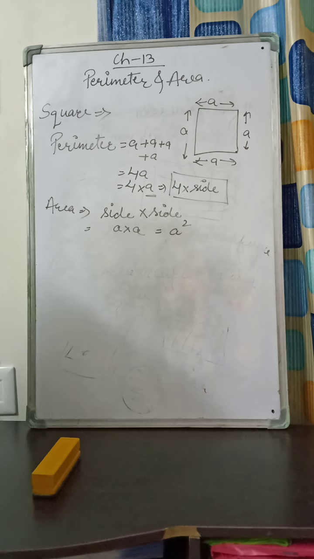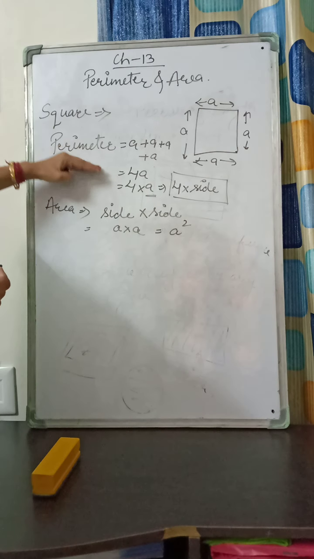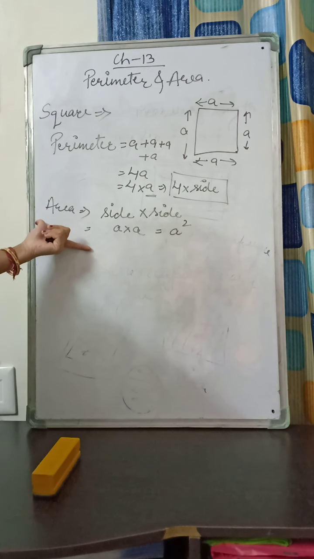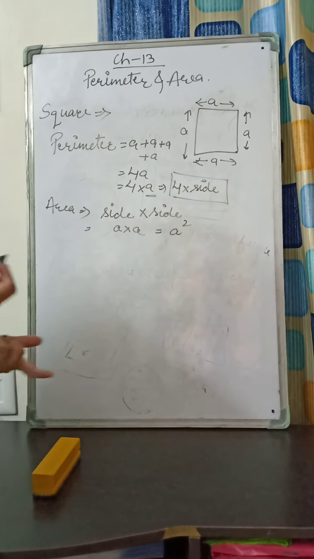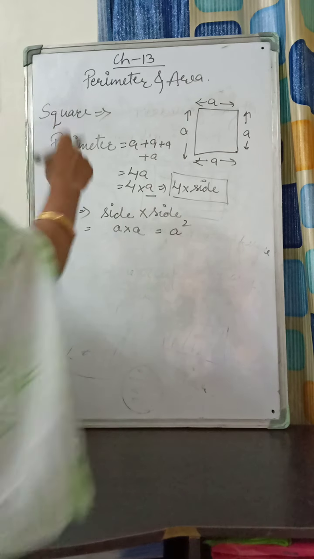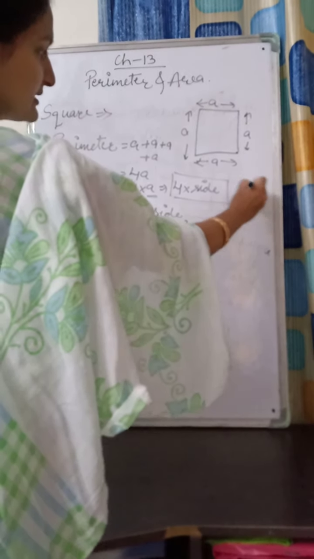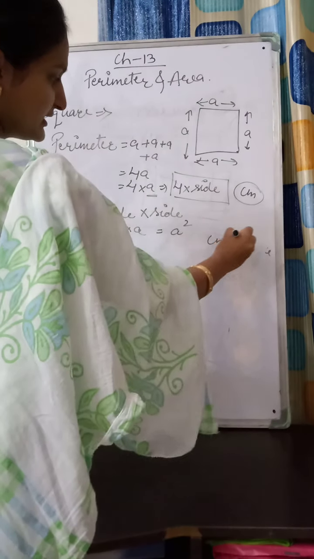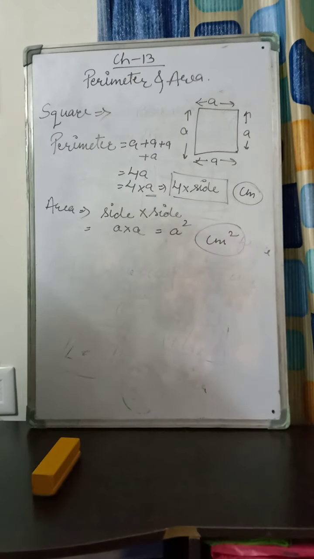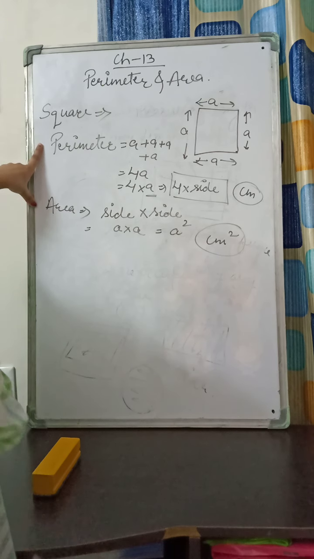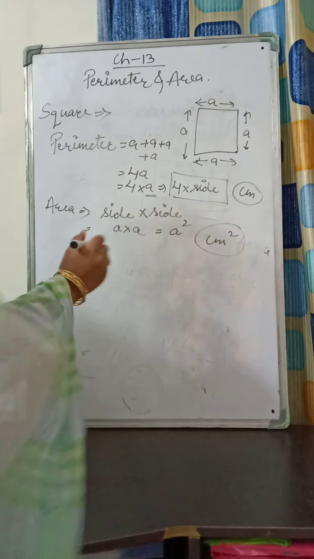And another thing, students, is that perimeter is in single unit and area will be in square unit. That means if we are taking the length in centimeter, perimeter will be in centimeter and the area will be in centimeter square. Fine. So here we get the formula of perimeter and area.